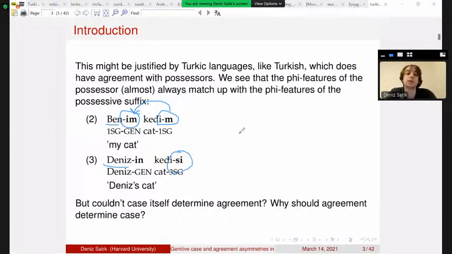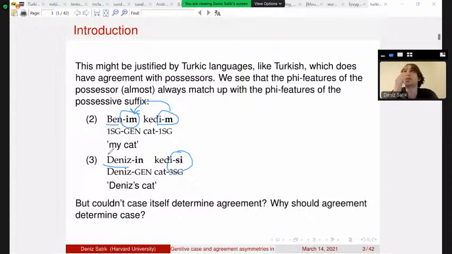Now, as I said, for Chomsky and his followers, this agreement here is what is responsible for assigning genitive case. The genitive case marking is parasitic on agreement. You can't have the genitive case marking without the agreement.